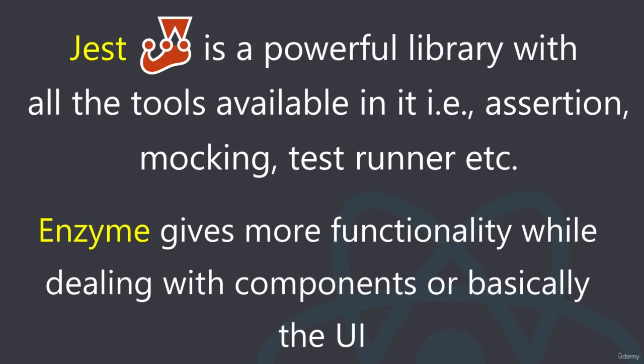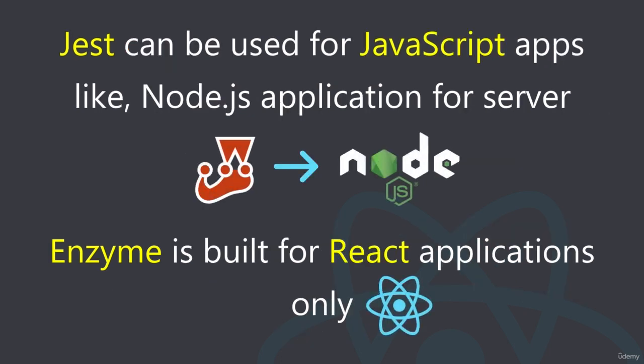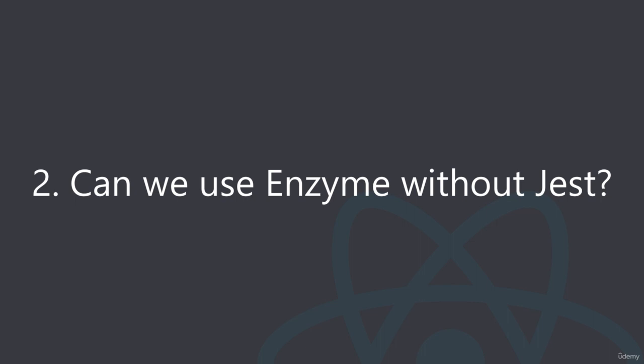So we have seen that Jest is a powerful library with all the tools available, that is assertion, mocking, test runner, you name it, that you have in Jest, because Jest is a complete testing framework. But Enzyme gives more functionality while dealing with components or basically the UI. Jest can be used for JavaScript apps also, for example, Node.js application for server, but Enzyme is built for React applications only. The second question is, can we use Enzyme without Jest?